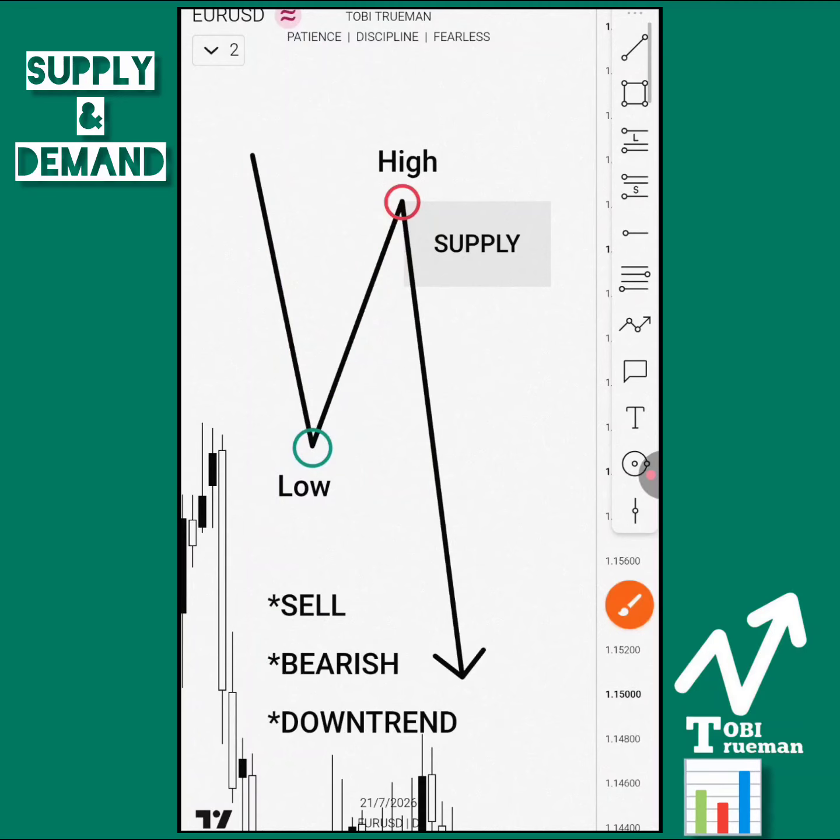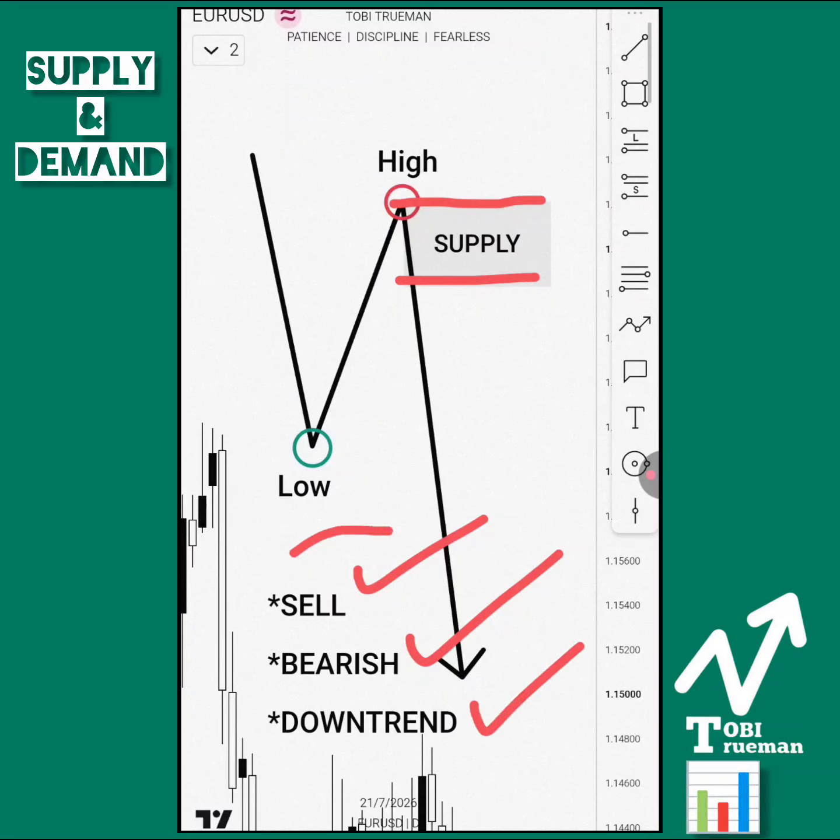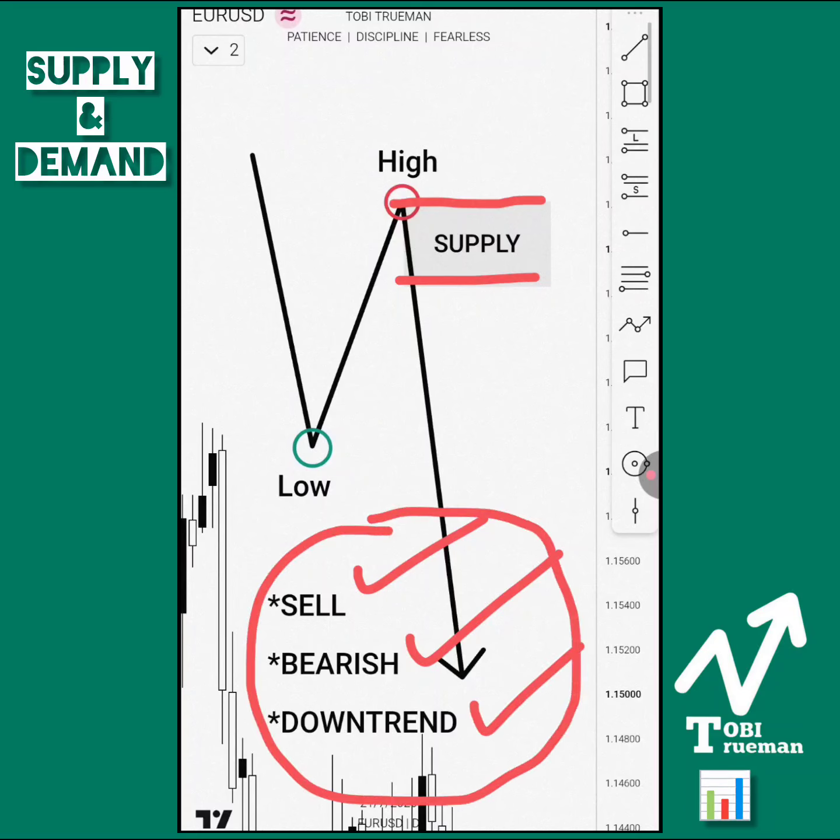And then at that high point, if we can identify a valid supply zone there, we can now say this is a sell market, it's a bearish market, it's a downtrend. So we can use these statements interchangeably. What I mean is, sometimes I might say this is a selling market, this is a bearish market, it's a downtrend, and when any of these terminologies is involved, we are usually looking for our supply zone.